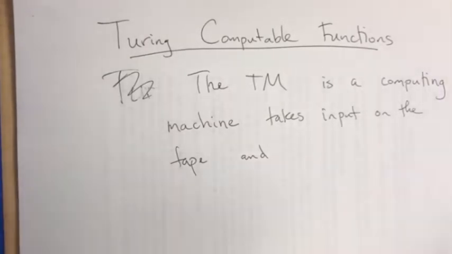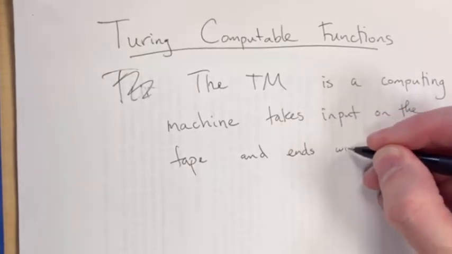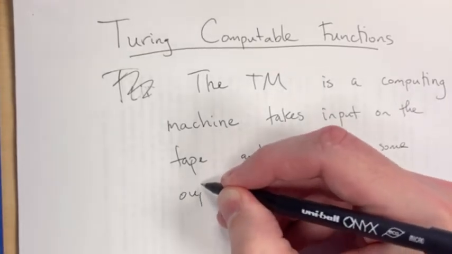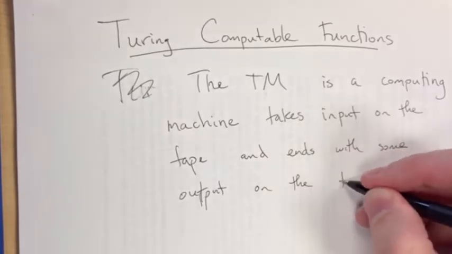Now, so far we have thought of just what's on the tape at the end as not really mattering. It's just, is it accepted or not? But what I want to talk about for a little while is thinking of the machine as something which begins with something on the tape and then ends with something on the tape. So the machine takes input on the tape and ends with some output on the tape.